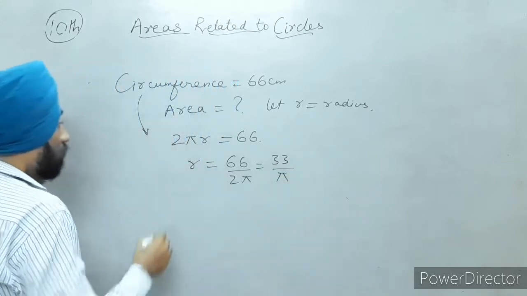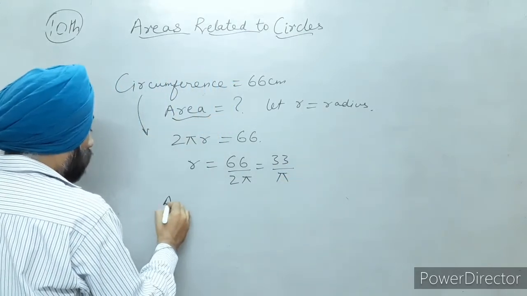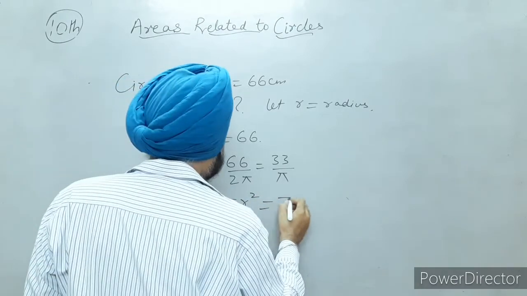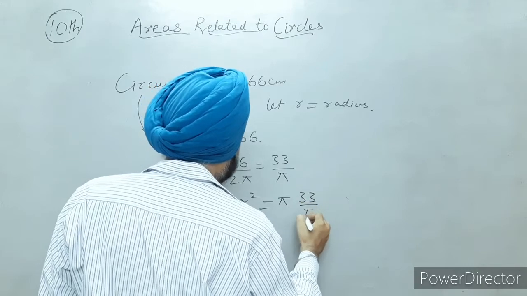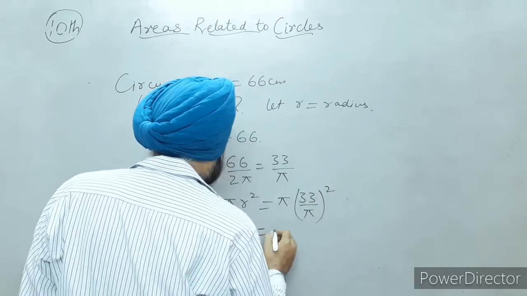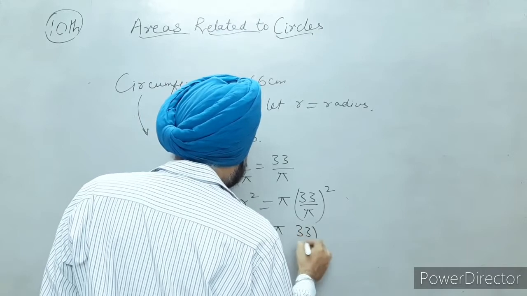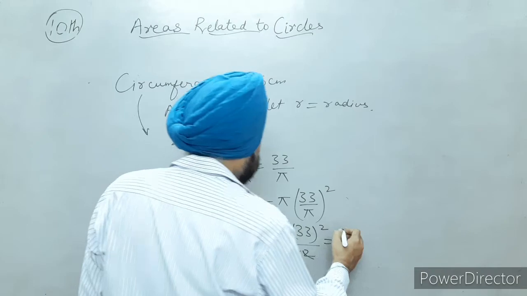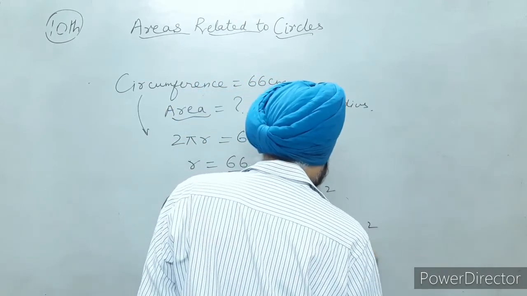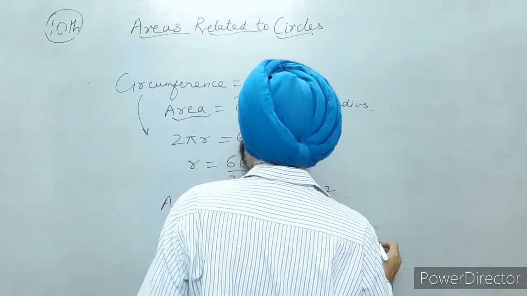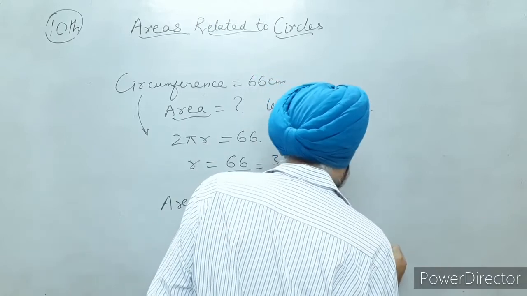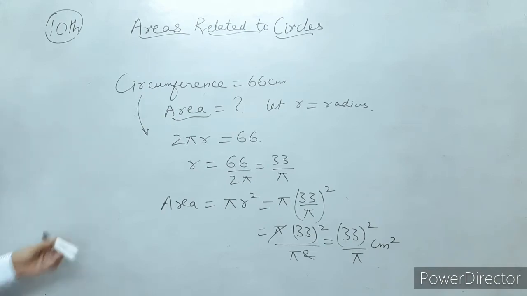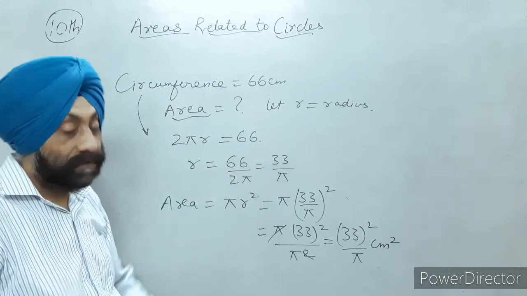We got the radius. Now we need the area of the circle. Area is pi r square, that is pi into 33 by pi, its square. That is pi times 33 square divided by pi square. Pi with pi goes. I get 33 square divided by pi, and since it was in centimeter, the area is in centimeter square. This is the area of the required circle with circumference 66 centimeter.